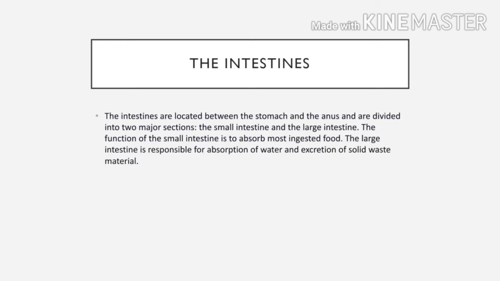The intestine. The intestine is located between the stomach and the anus. It is divided into two major sections, the small and the large intestine. The function of the small intestine is to absorb the ingested food, while the large intestine absorbs water and handles extraction of solid waste.